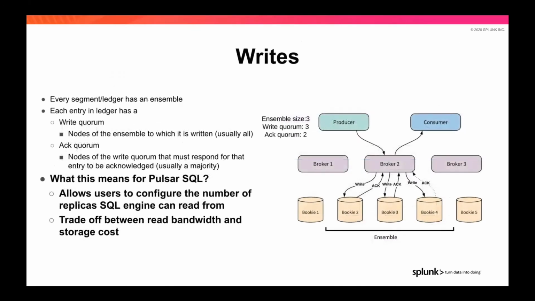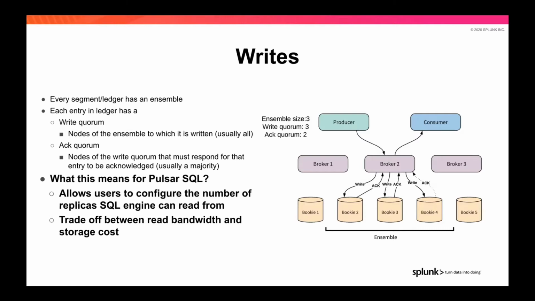Another aspect is how we write data into the storage layer. When you configure a namespace in Pulsar, that assigns policies to the underlying topics in that namespace, and you can determine how many replicas you write. By default, that number is set to 2, which means 2 replicas are written to the storage layer. But that number is configurable, and there are implications there.